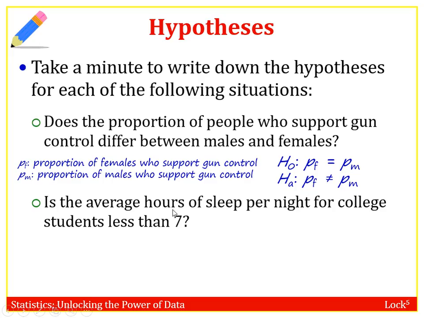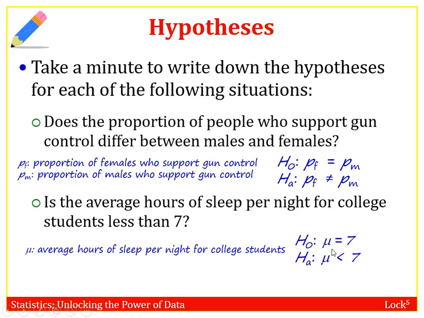So down below here, once again, we're dealing with averages, so we're not going to be using P's for proportions. We're going to say that mu is equal to 7, and we're thinking it's less than, so that's why we have a less than sign down below.